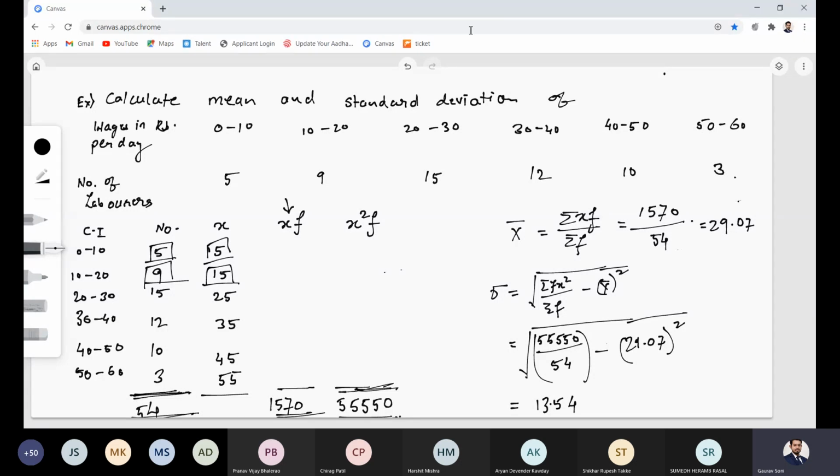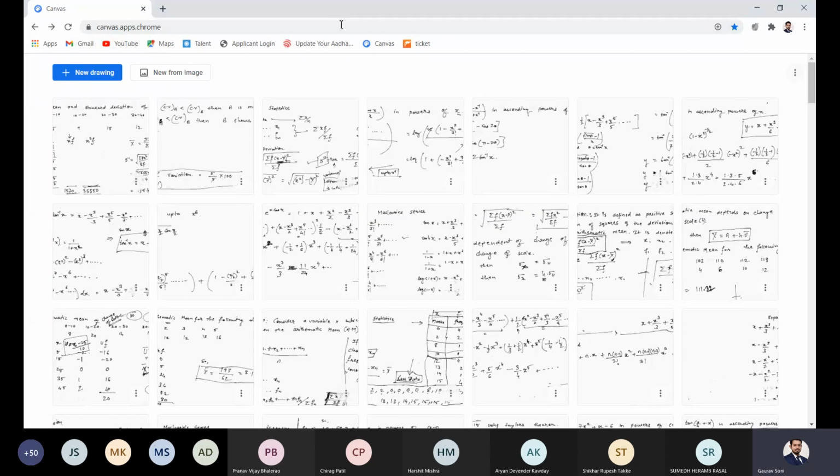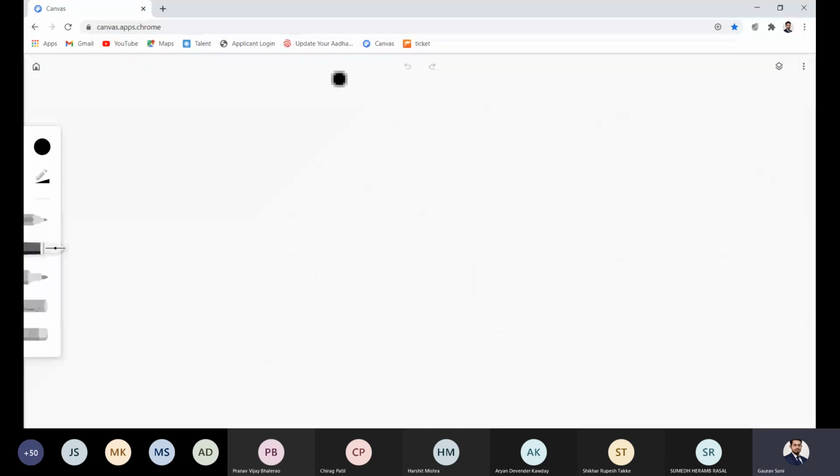So both of them are easy, not at all difficult. So this is the 5 mark question, like find the mean and the standard deviation for the given data. The other type of question is identify which of the variable is more consistent.